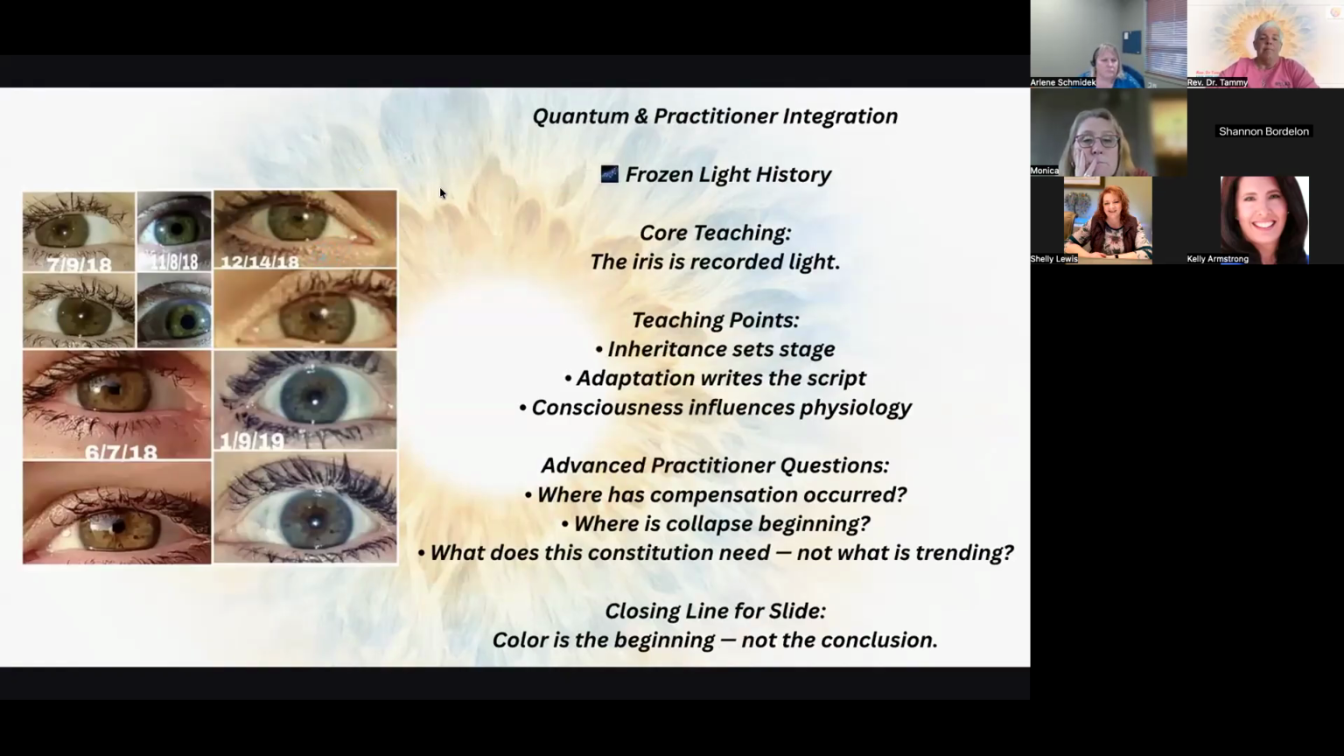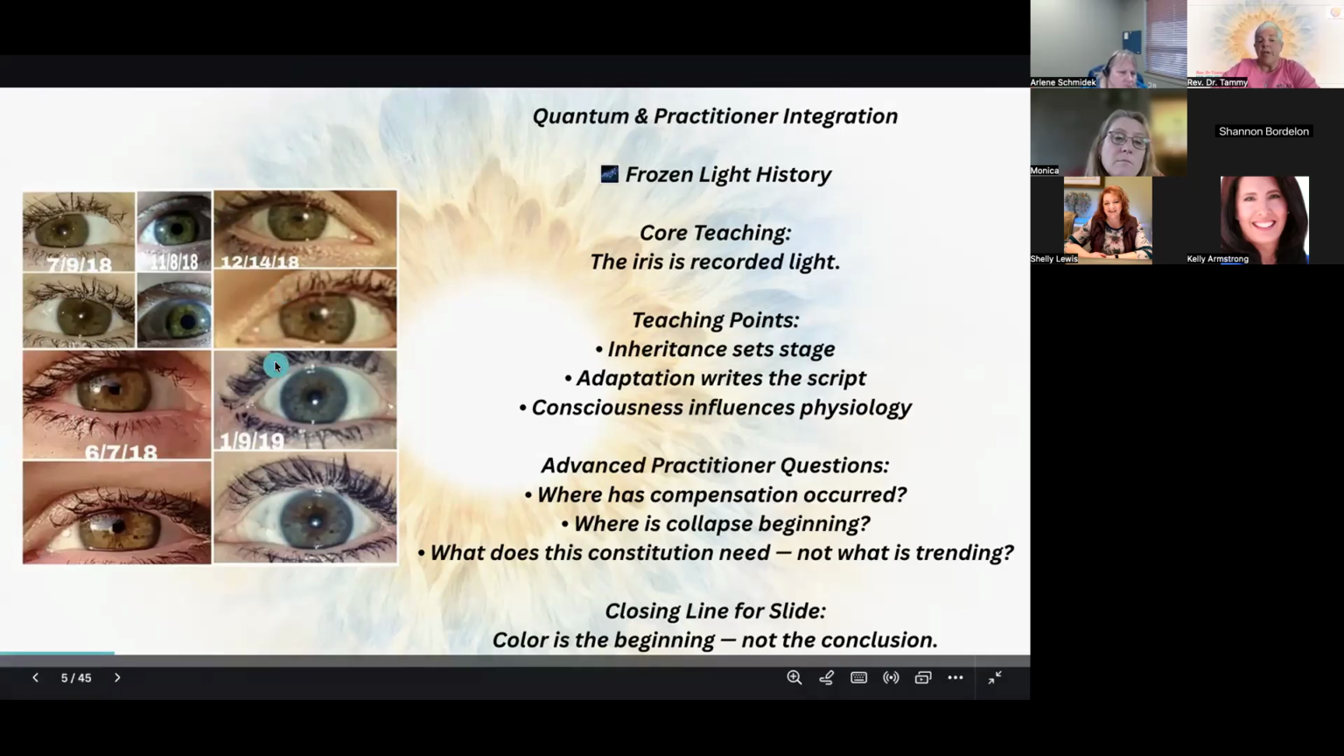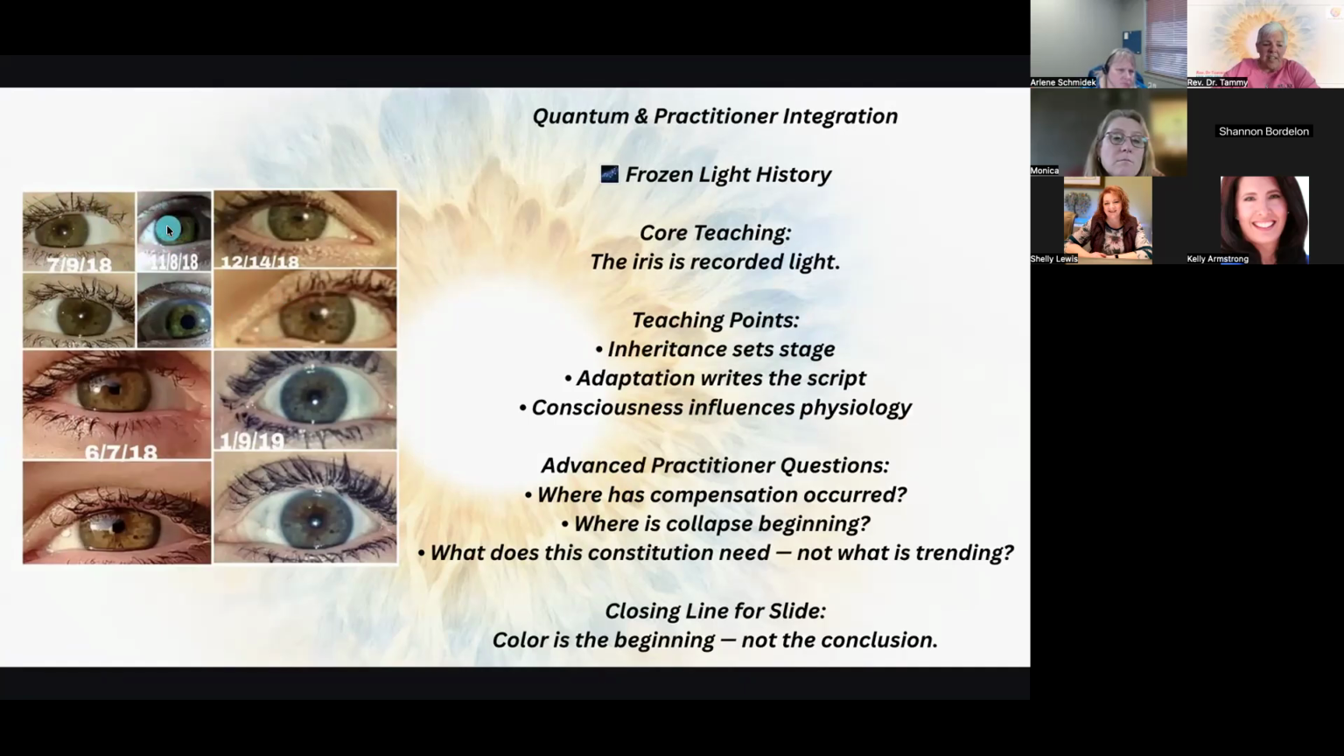Now, quantum and practitioner integration, so frozen light history, that's what the eyes are all about. The iris is recorded light. So I should put up a kind of collage of a client who didn't take very good pictures of her eyes, but these were eyes that I was working with her on for over a year. You can see where she started. They looked muddy, they looked green, they looked like a pond that had lots of scum over it.